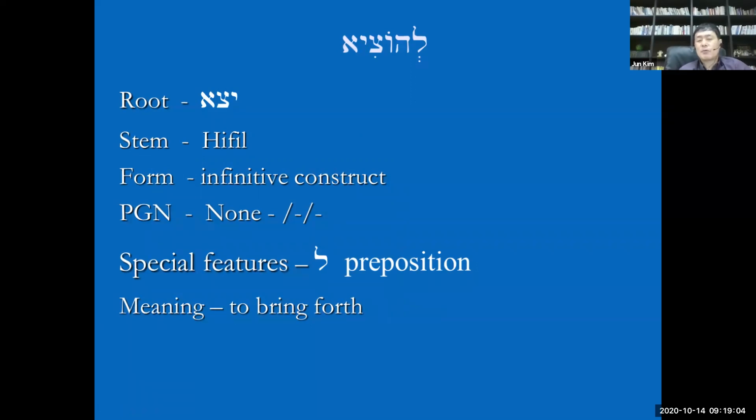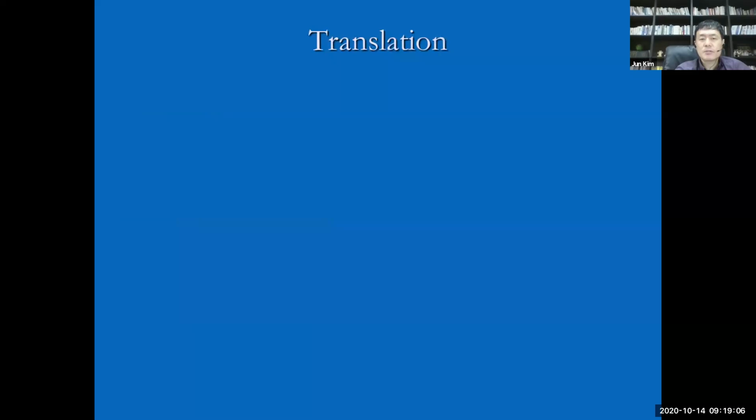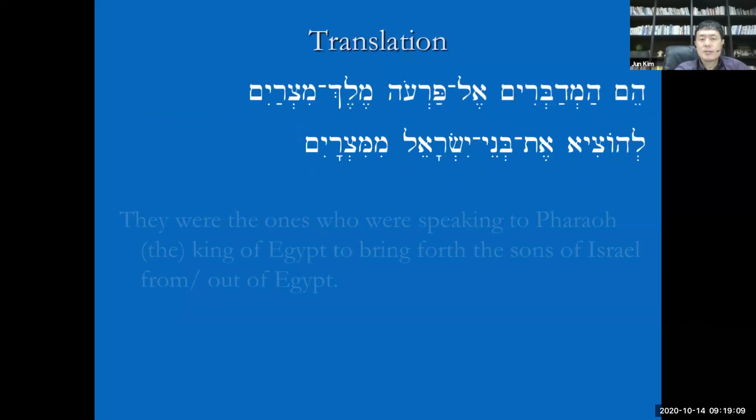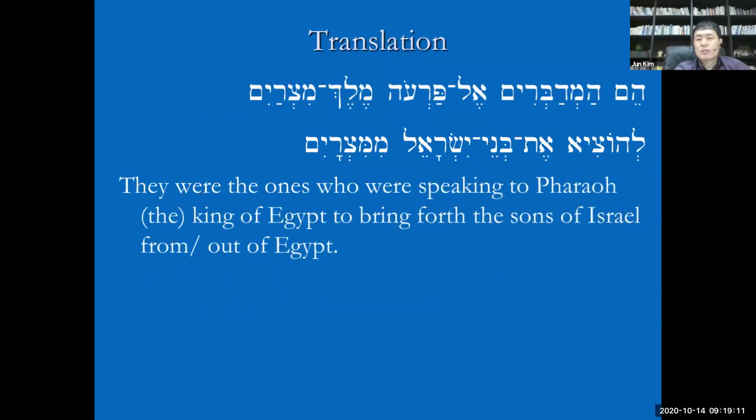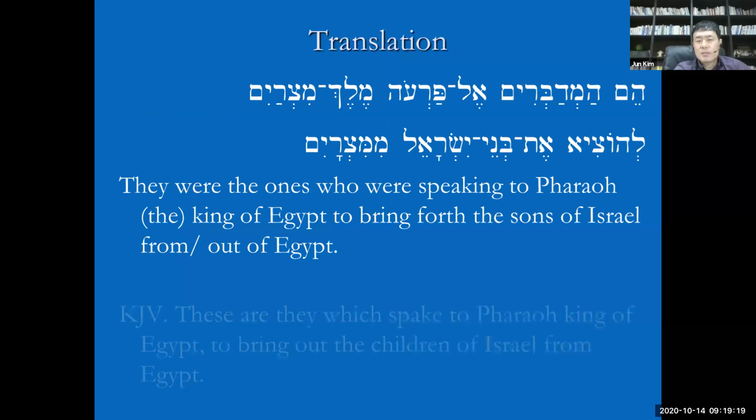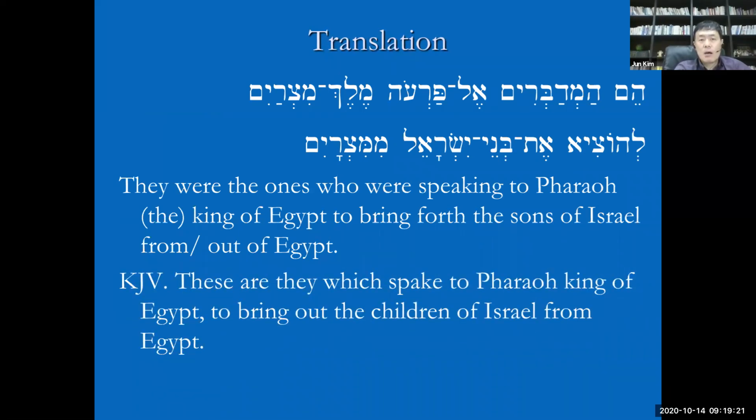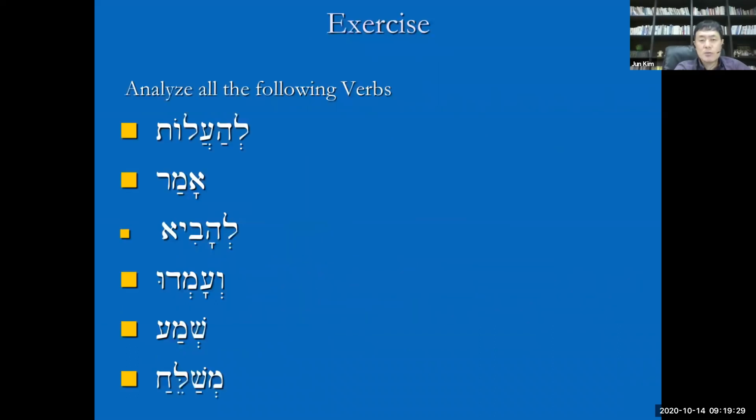Special feature, lamed preposition, to bring forth. Translation: They are the ones who were speaking to Pharaoh, the king of Egypt, to bring forth the sons of Israel from Egypt. KJV: these are they which spake to Pharaoh, king of Egypt, to bring out the children of Israel from Egypt. I think it's almost the same. There is no really big difference.